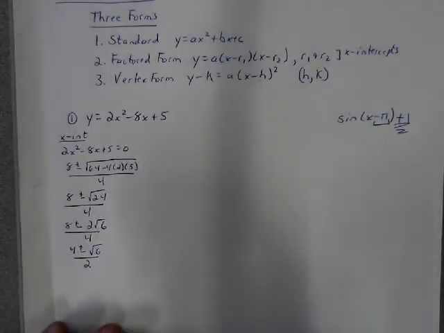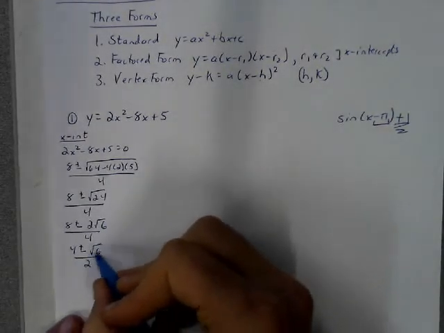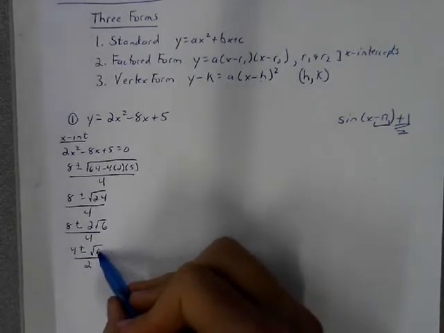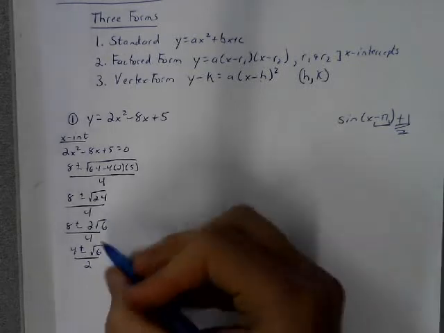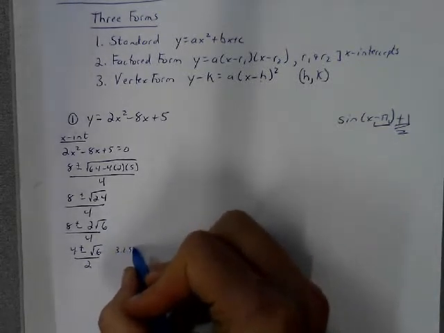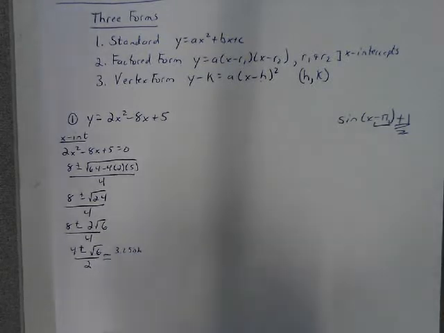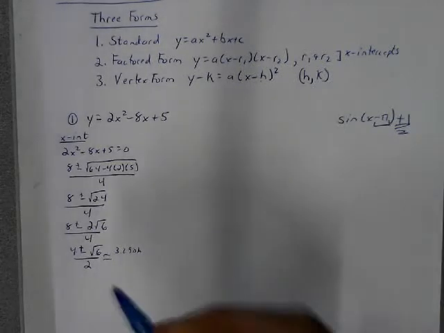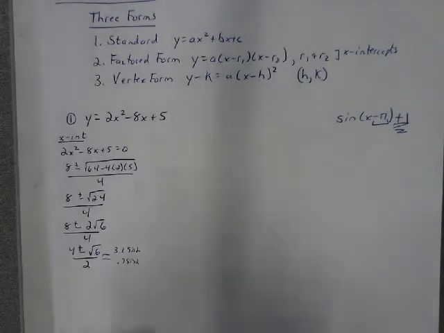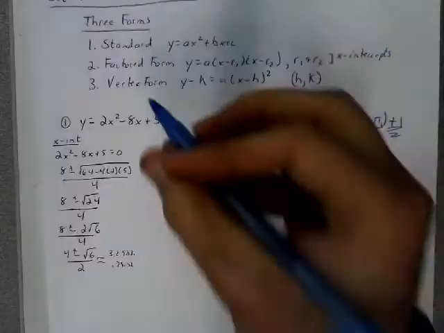Since I don't have a calculator on me, I can approximate this. The root of 6 is between the root of 9 and the root of 4. Therefore, it's around 2.5-ish. So 4 plus 2.5 is around 6.5, divided by 2 is around 3.25-ish, which is a good estimate. And if I take the other version, 4 minus 2.5, we get 1.5 divided by 2, which is 0.75-ish. So those are the x-intercepts. Now let's find the y-intercept.